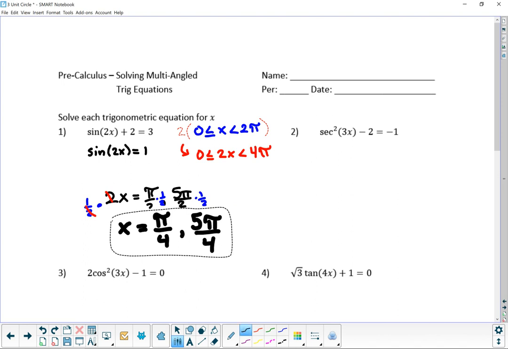Okay, second one. Go ahead and add 2, so we will end up with secant squared 3x equals 1. Okay, go ahead and square root both sides. So you will get secant equals positive or negative 1. Okay. Again, before we do anything, let's figure out what our domain is. So we're going to be from 0 to 2 pi.